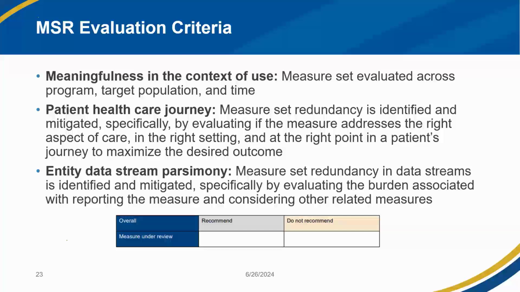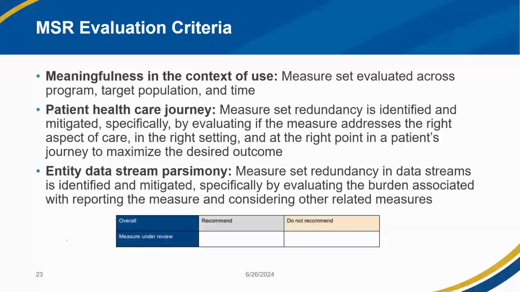Entity data stream parsimony. Measures individually may be determined to be feasible to collect and report quality data, and the benefit of such data collection and reporting may exceed the burden. However, if a set of measures within a program do not align well, such as a slight difference in age ranges, differences in the target population, the data source, or the reporting mechanism, this can contribute additional burden to the reporting entity.